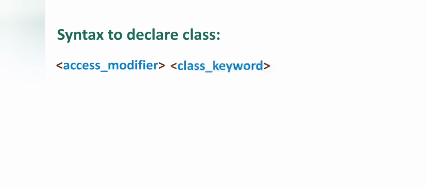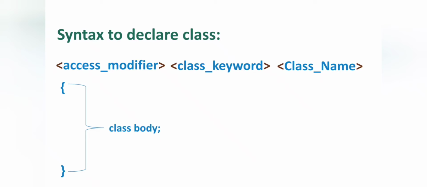So to create a class, we can use the following syntax. First, we have to write the access modifier followed by the class keyword followed by the class name, and then there will be an opening and closing curly brace, and the area between the opening and closing curly braces is called the class body. That means the class body is surrounded by opening and closing curly braces, and the class body contains the class members. And with the help of class members, we write the code.